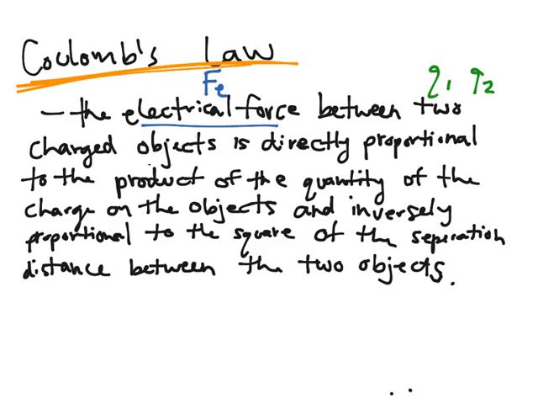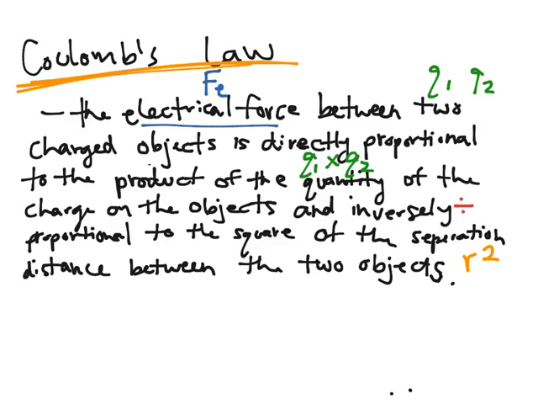Would be directly proportional to the product of the quantity of the charge, aka quantity 1, quantity 2, and inversely proportional, so this means these are multiplied. Anytime they say inversely proportional, that means they are dividing, inversely proportional to the square of the separation distance, i.e. r squared. So divide by r squared.